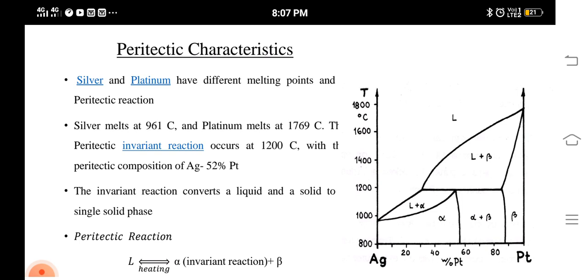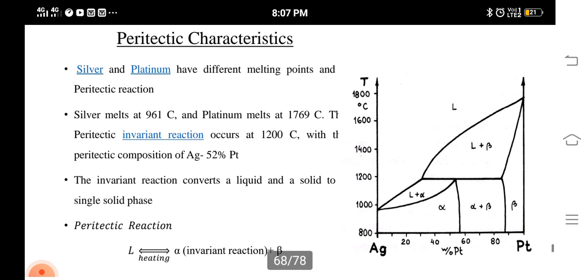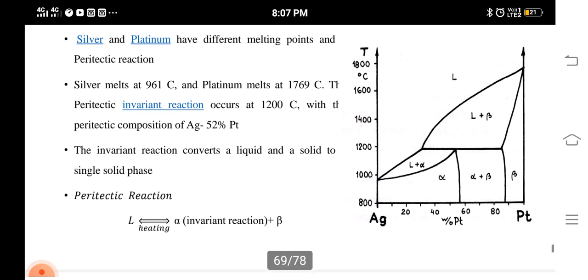Here silver and platinum have different melting points and a peritectic reaction. Silver melts at 961 degrees and platinum melts at 1769 degrees centigrade. The peritectic invariant reaction occurs at 1200 degrees centigrade, where the peritectic composition of silver is 52% and platinum is 58%. The invariant reaction converts a liquid and a solid to a single solid phase. That is, the peritectic reaction is L equals alpha plus beta, where liquid will become two solid phases, that is, alpha plus beta.